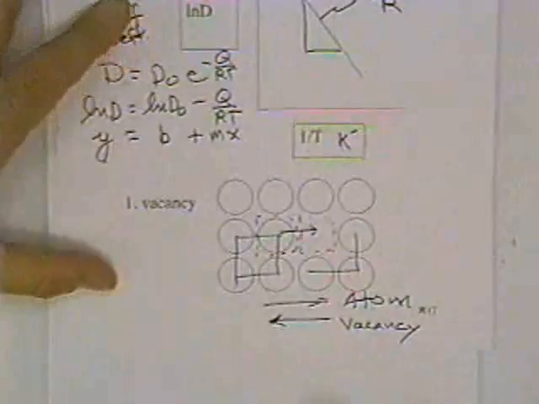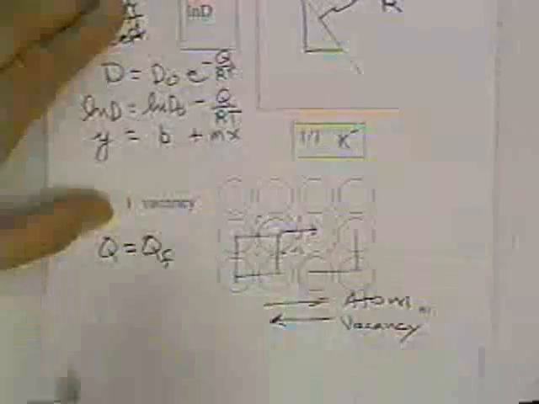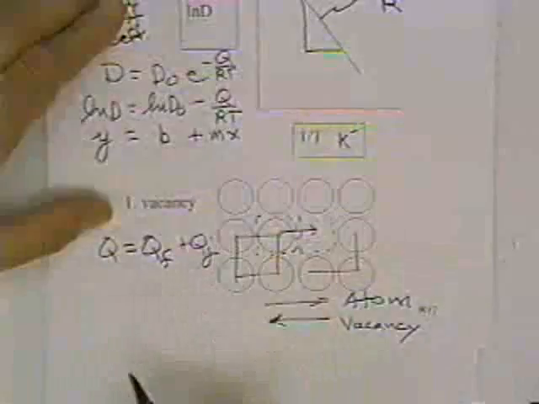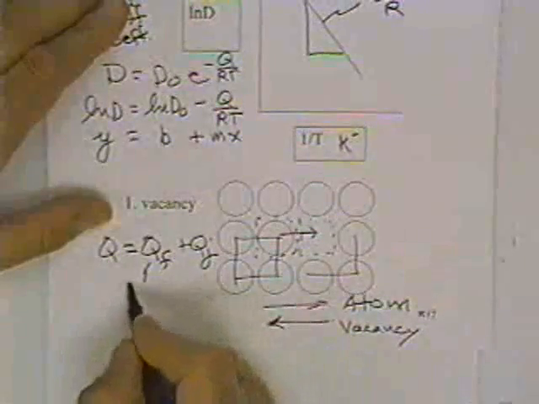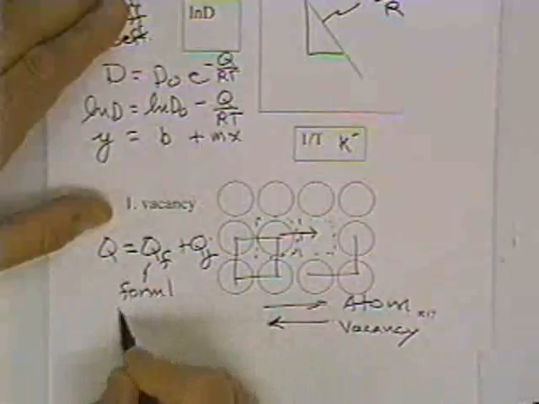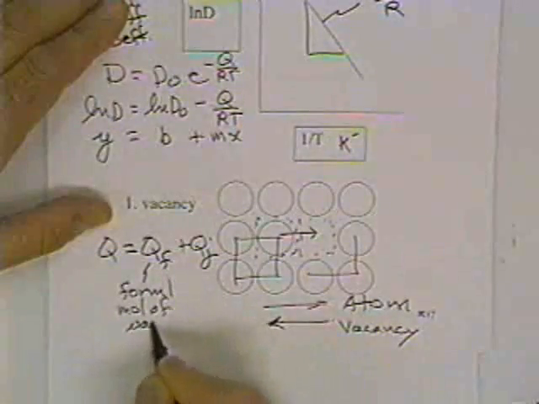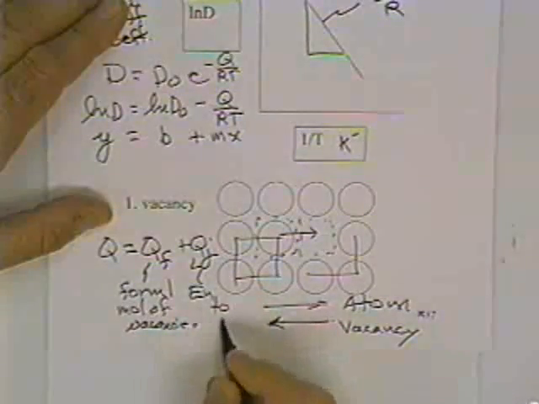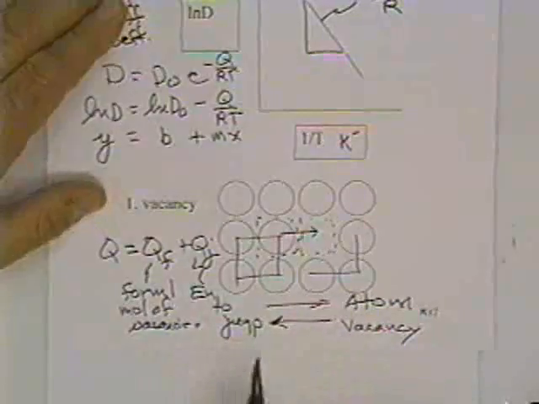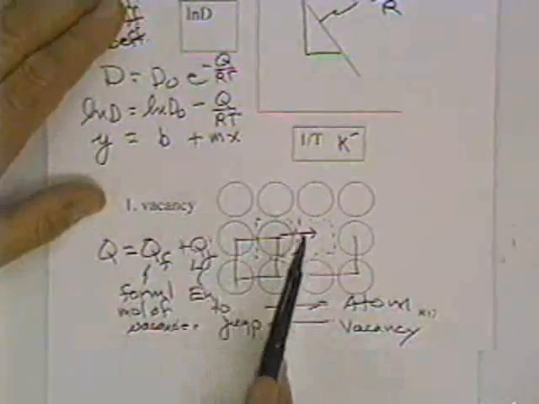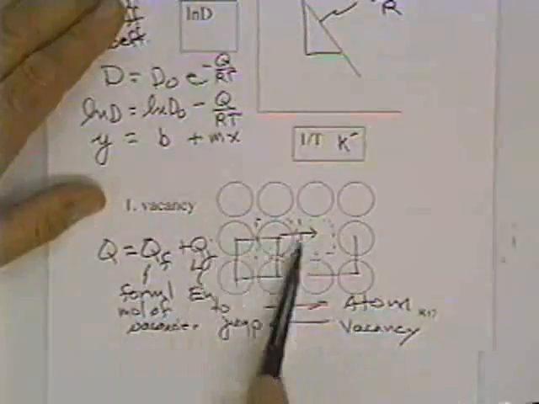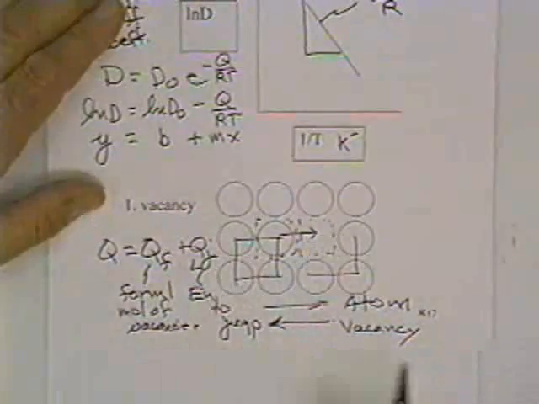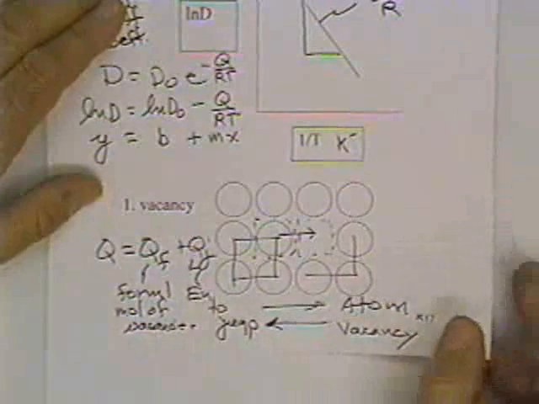And in order for the diffusion process to happen, 2 things have to be there. The activation energy here is going to be equal to the energy to form a mole of vacancy plus the energy for an atom to jump. So this is to form 1 mole of vacancies, and this is the energy to jump. So in order for an atom to diffuse in vacancy diffusion, you have to have an empty lattice site, and then the atom has to jump into that site, and then the vacancy goes the other direction.